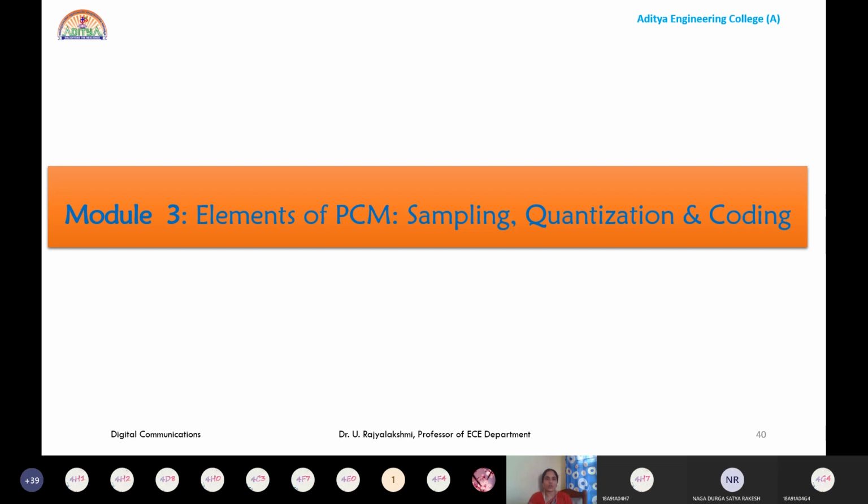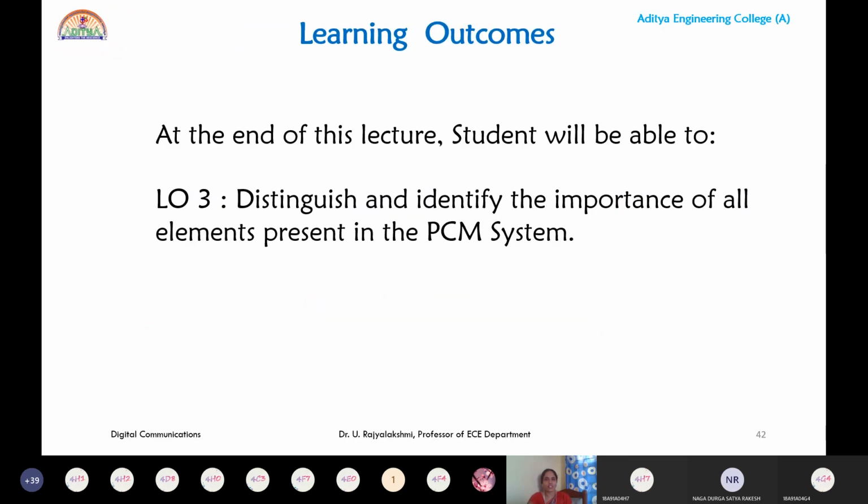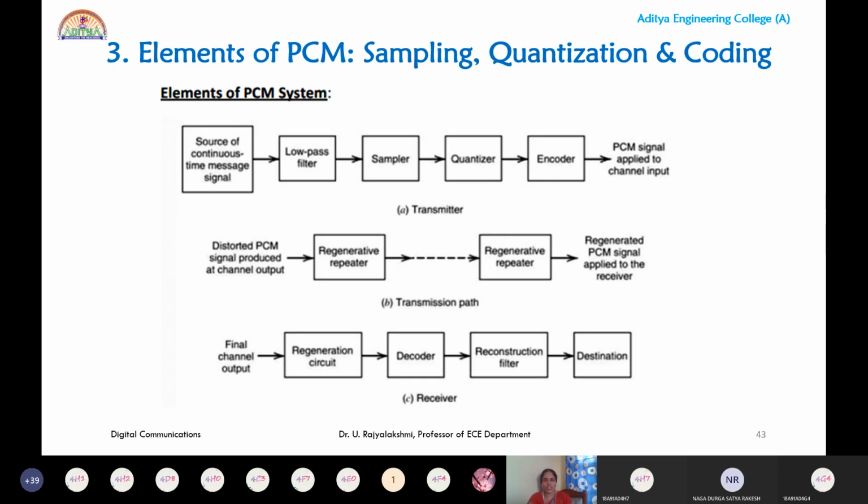In the next class we can go through the block diagram, that is, the elements of PCM: sampling, quantization, encoding. We can distinguish all the elements present in the PCM system. Each and every element we need to discuss in detail: the sampler, quantizer, encoder, and how it will encode. Encode చేస్తుంది అని చెప్తున్నాం, but how, we did not complete; that we will complete in the next class.